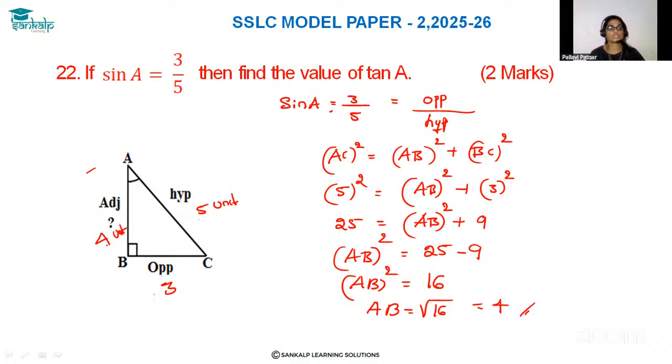So use the definition of tangent. So the tangent function tells the ratio of which sides, children? So tan A is equal to opposite side by adjacent side. So here, using the found values, tan A is equal to opposite side 3 divided by adjacent side 4 units. So therefore the value of tan A is equal to 3 by 4.